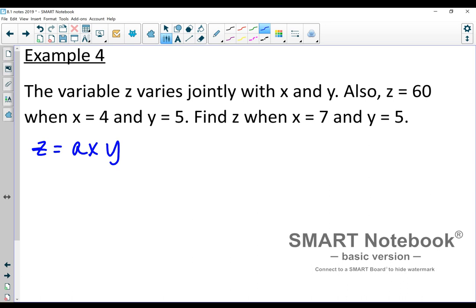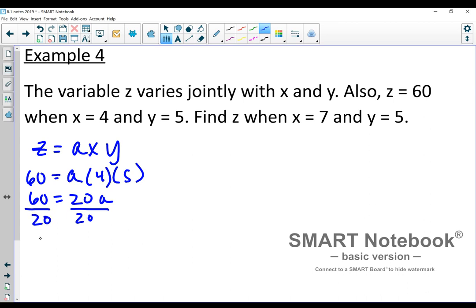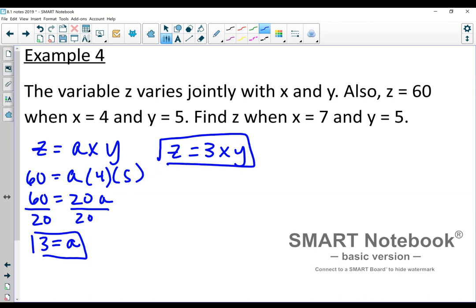Also, z equals 60. So now they're giving us information to solve for a when x is 4 and y is 5. So a times 4 times 5. So let's go ahead and solve for a again. So remember, our steps are always solve for a, substitute back. So we solve for a. Now we're going to substitute back and write an equation. So z equals 3xy. That's our second step. And then we're going to find z when x is 7 and y is 5.